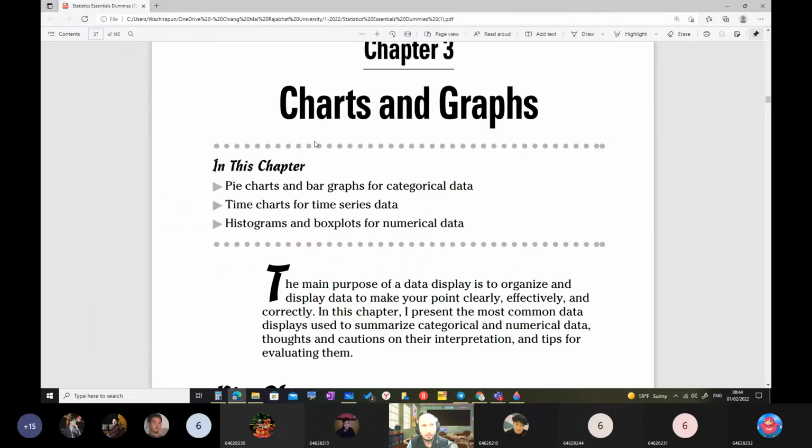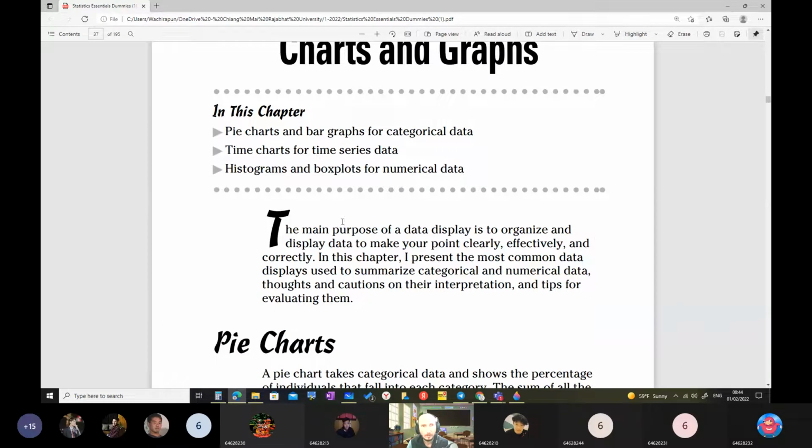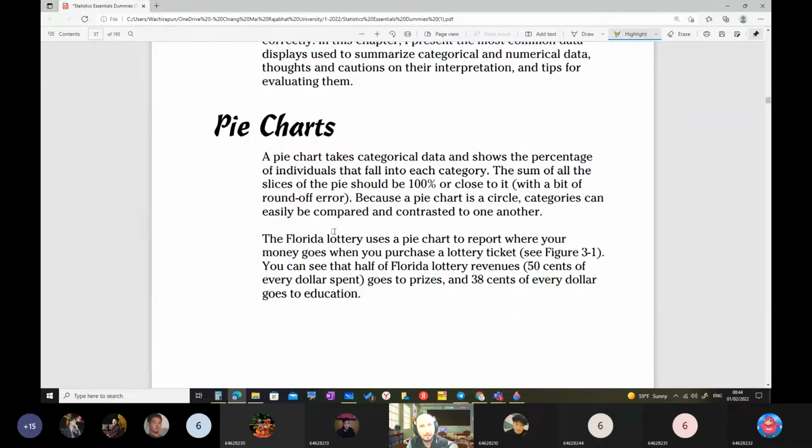Again, the main purpose of data display is to organize and display the data to make your point clearly. We communicate our data. You understand something is dangerous or not dangerous, but you need to convince people. If you show them all the numbers, they will get confused. But if you show them graphs and charts, people understand.